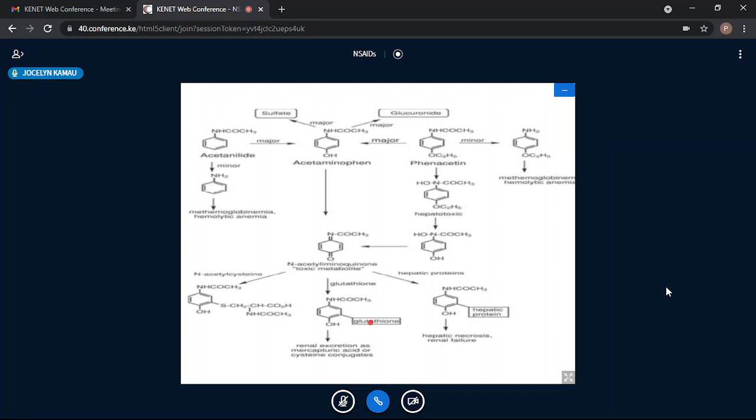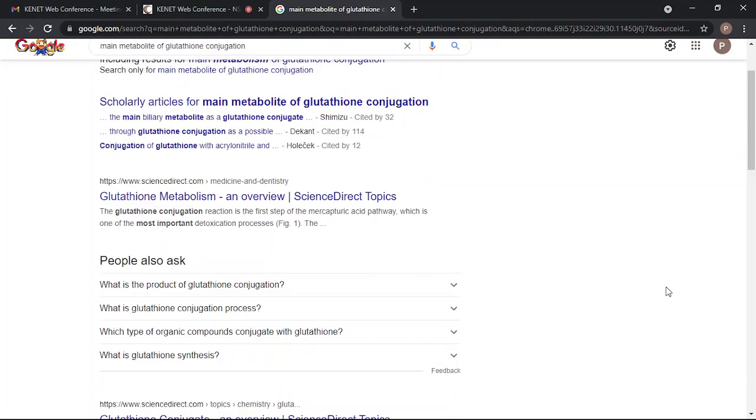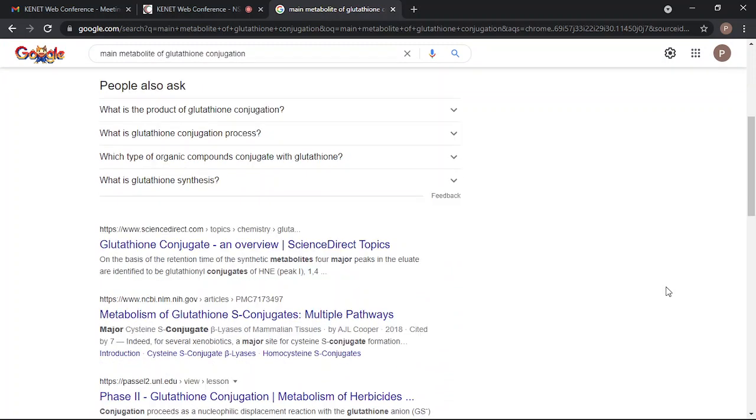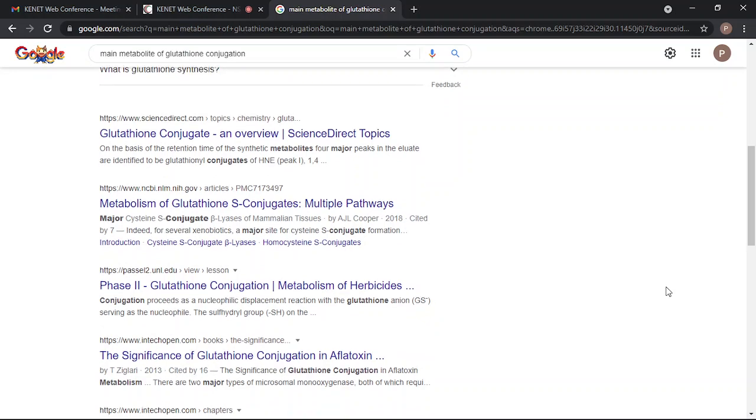But of course, this can then further break down. Glutathione will first lose its glutamic acid, and then after that lose its glycine, and the final product is usually the toxic metabolite plus cysteine, or what we call the mercapturic acid. So renal excretion as mercapturic acid or cysteine conjugate. So these are things that I believe you have done. You must have done them in your metabolism.